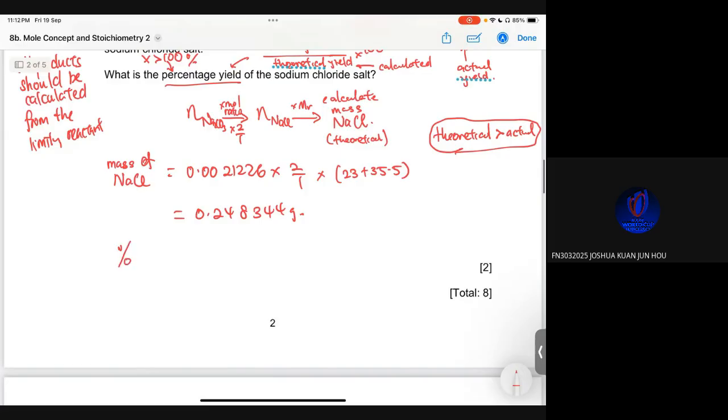So to find the percentage yield, this will be 0.200 over 0.248344 times 100. So if you were to do your math, this will be 80.5% to 3 significant figures.